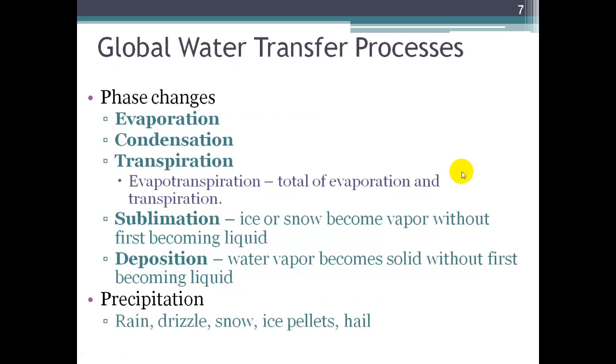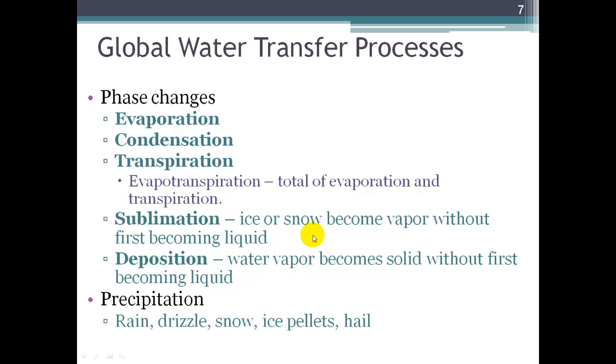The processes responsible for global water transfer include the phase changes of water, which we talked about previously: evaporation, condensation, and transpiration. When we combine evaporation and transpiration, we use a word called evapotranspiration. It's just the total amount of water that is transferred from liquid to vapor by evaporation and also by transpiration.